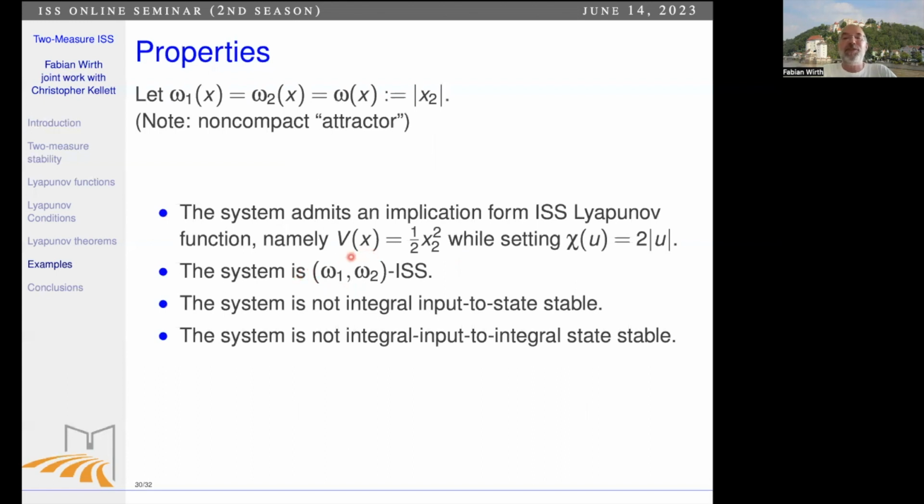So that's again a short calculation, which I will not show, but you take a very easy function, 1/2 x2 squared, and then it's easy to figure out what should be the gain of u, and that will be an implication form ISS Lyapunov function. So the system is in fact ISS with respect to this chosen measurement function. So omega 1, omega 2 ISS to be precise. The system is not integral input to integral state stable. It's not input to integral state stable.